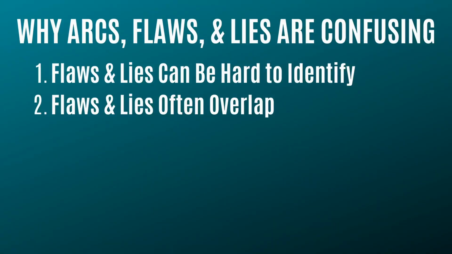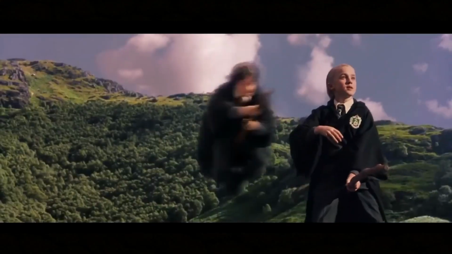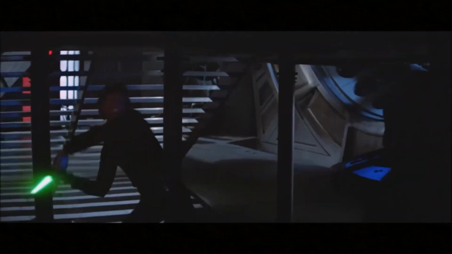And that brings us to the third reason why character arcs are so confusing. It's that lies are typically conquered while flaws may persist. This is most common in a series where we see a character like Harry Potter or Luke Skywalker giving in to a flaw of impulsiveness, even though they've overcome lies about their personal worth.